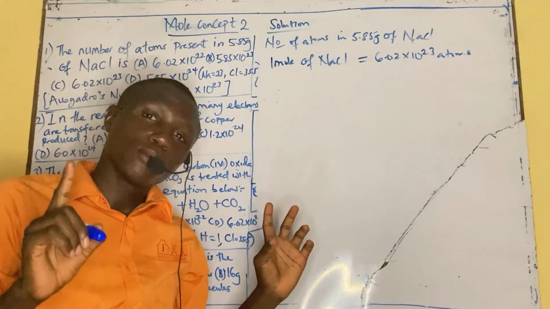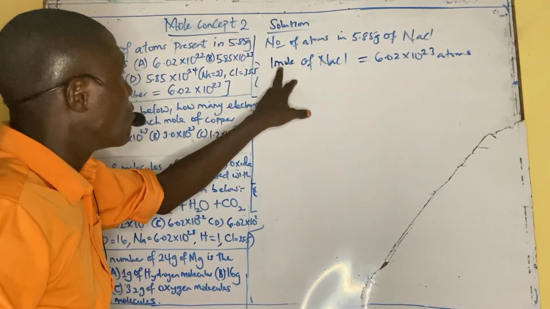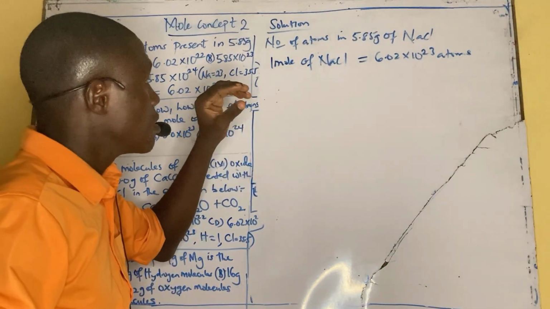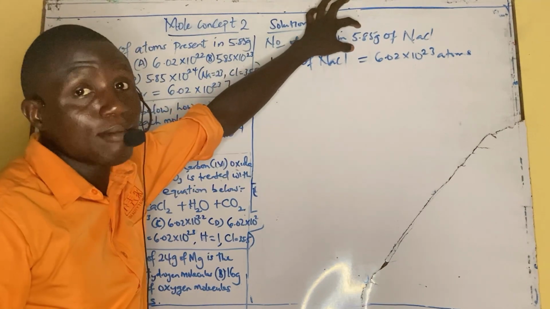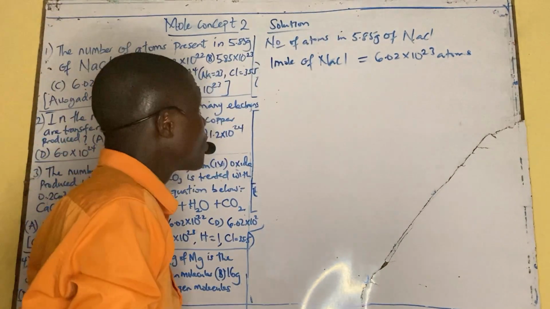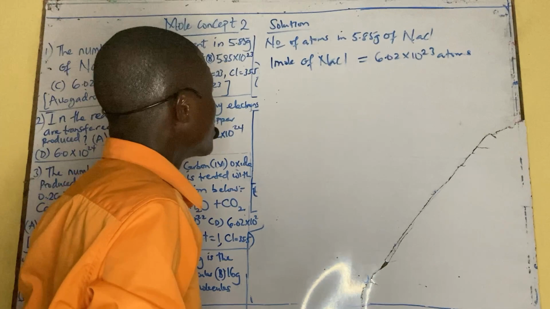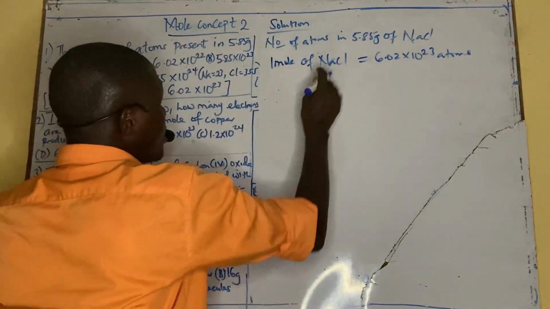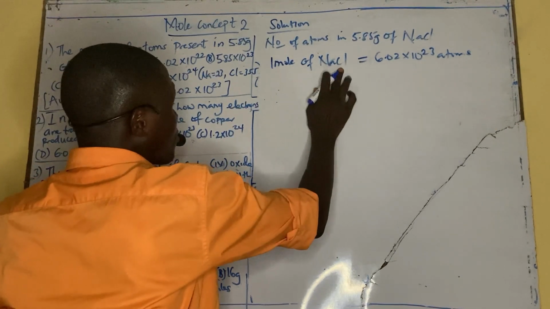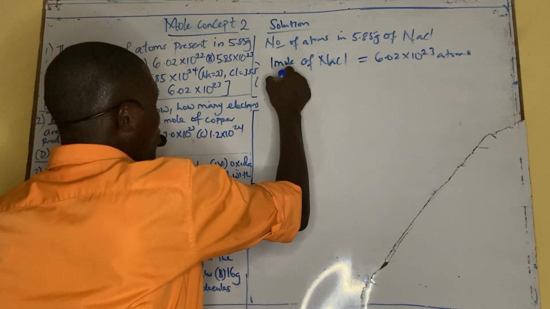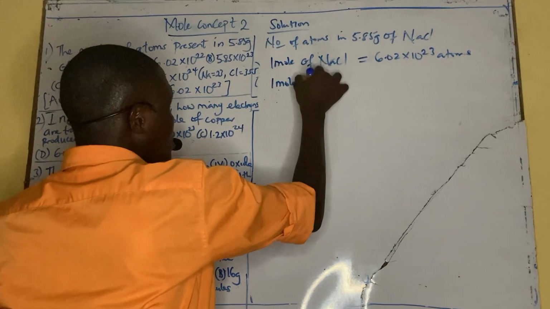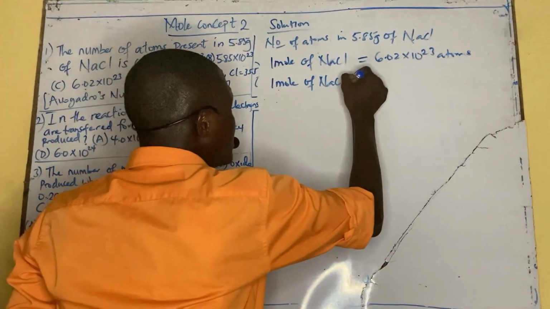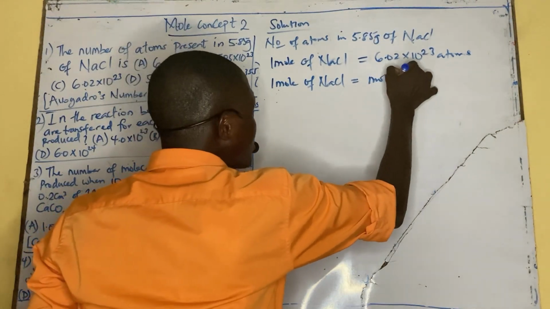So now, what should we do? Let's try and convert this 1 mole to gram, so that we can have it in gram. How do I convert 1 mole of a substance to gram? Just note that 1 mole of sodium chloride, or 1 mole of any substance, is the same thing as its molar mass.